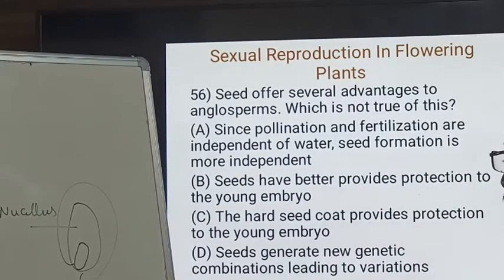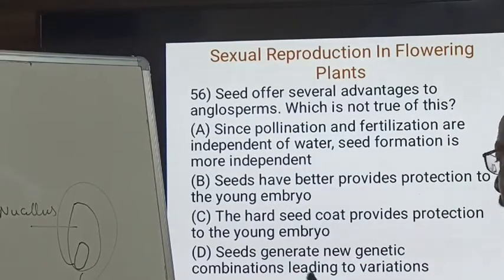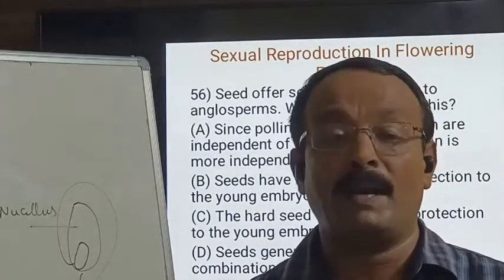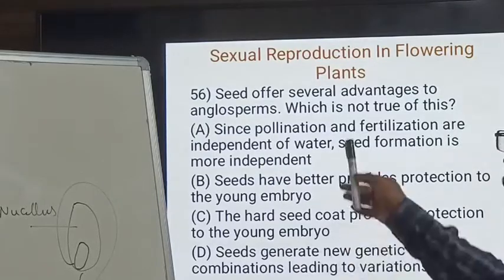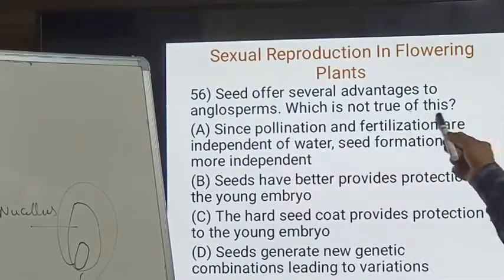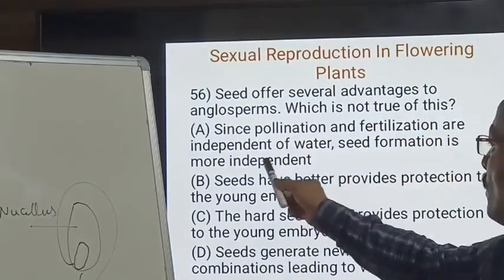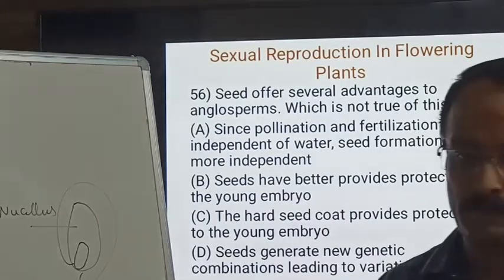Even that is right. Seeds generate new genetic combinations leading to variation. It's a product of sexual reproduction. It brings about new genetic recombination. So the option which is not true is the first option, A.